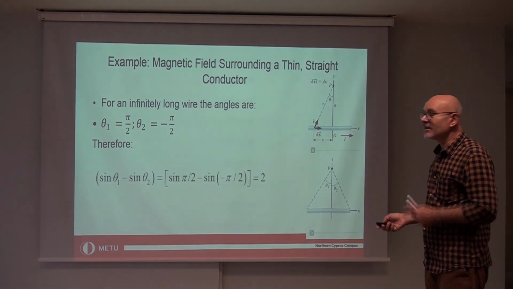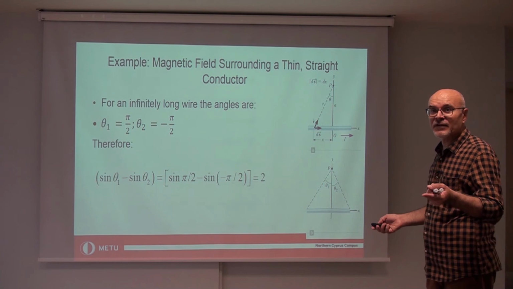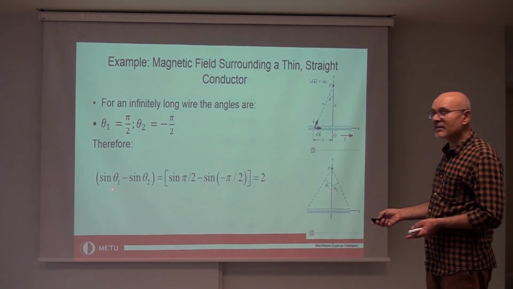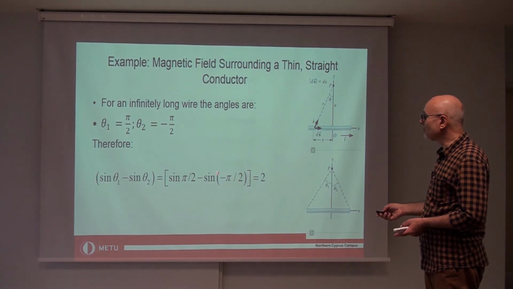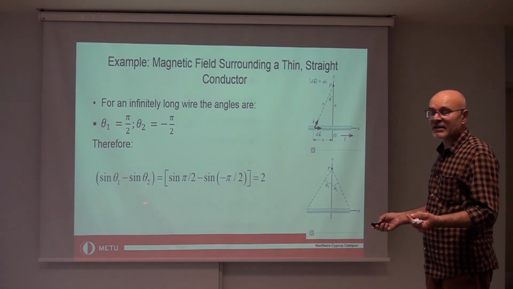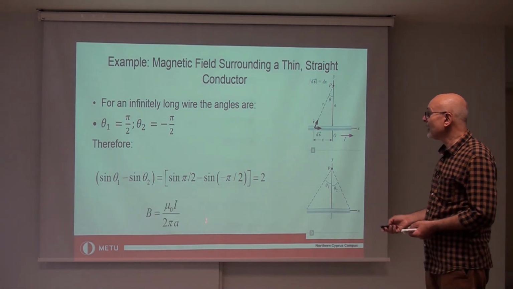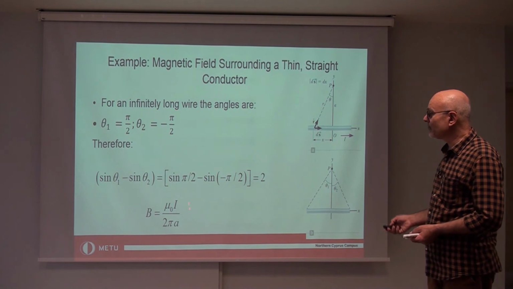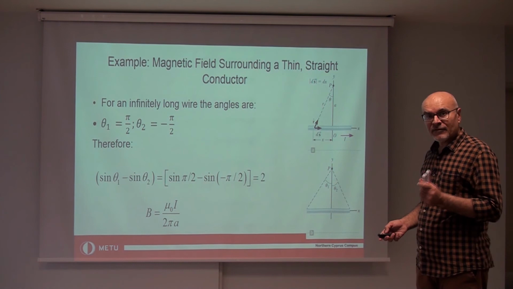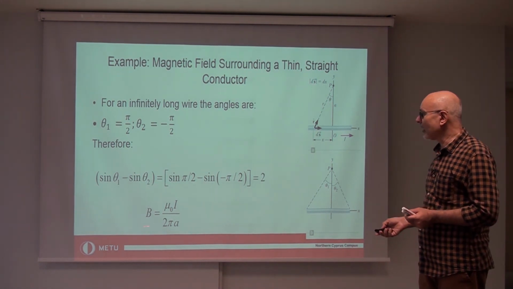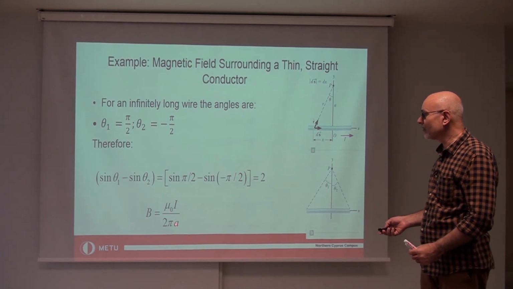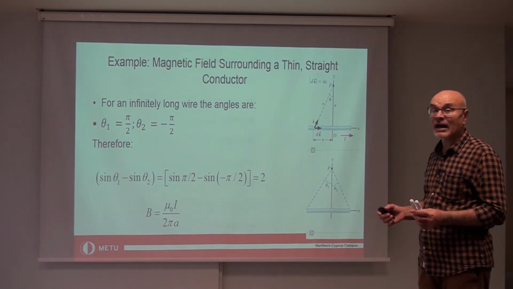So in this case, the limit of an infinitely long wire corresponds to substituting for sine theta 1 minus sine theta 2, sine pi over 2 minus sine minus pi over 2. Well, sine minus pi over 2 is minus 1, and so this result gives me 2, and you get this very simple and elegant expression for the magnetic field of an infinitely long wire at a distance A from the wire, at any point on the wire.